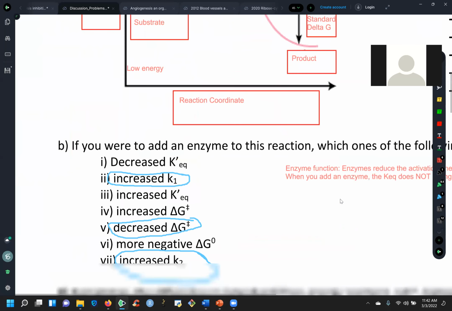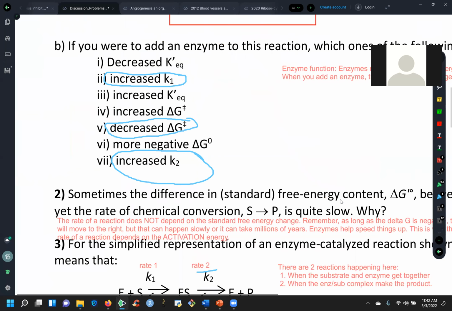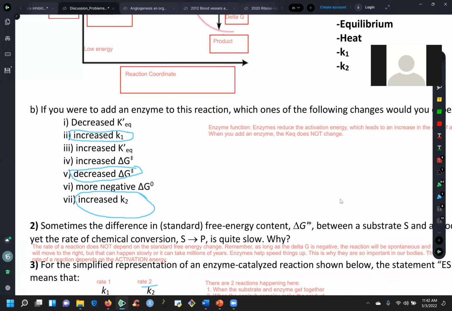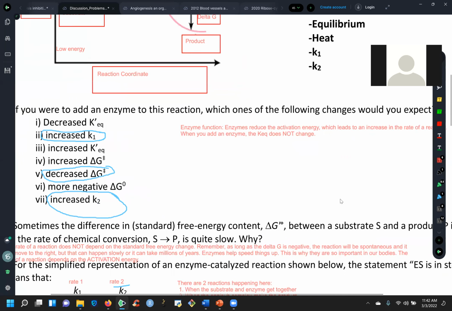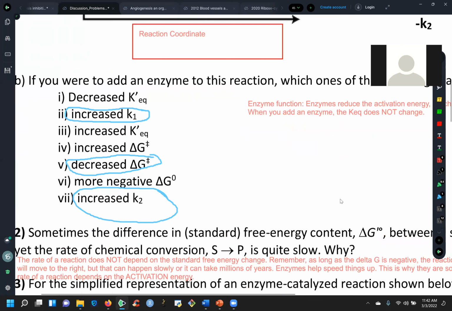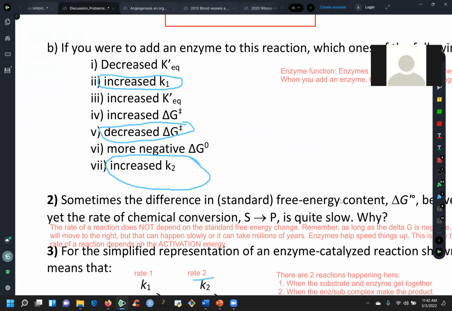Okay. So now here we have our first question. If you were to add an enzyme to this reaction, which one of the following changes would you expect? Okay. So they give you these things in kind of a backwards way of looking at them. So I'm going to go over all of them. So they give you an enzyme. What are the benefits of having an enzyme? So add enzyme. And what are the benefits?